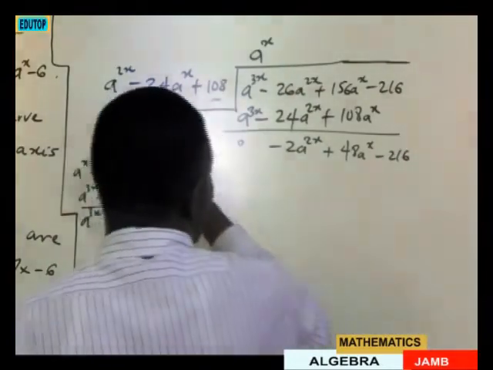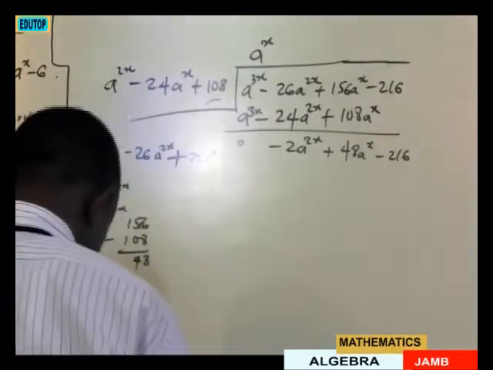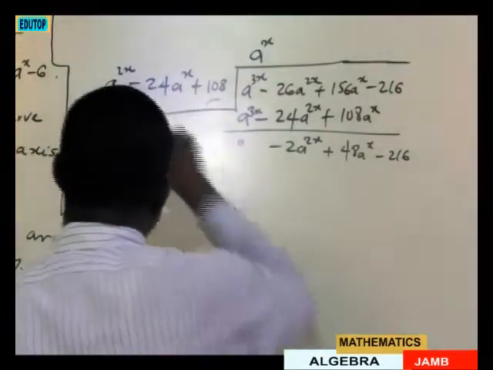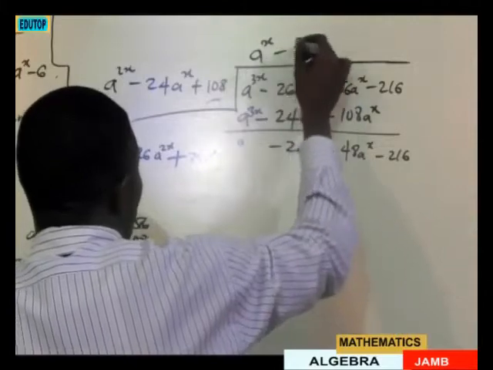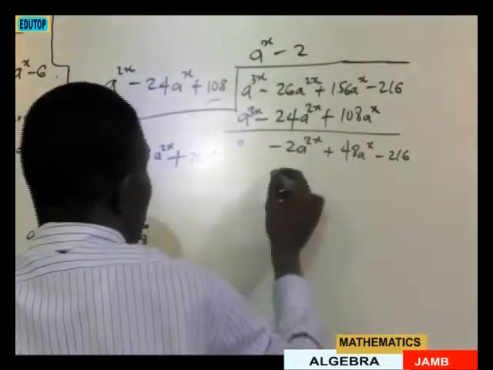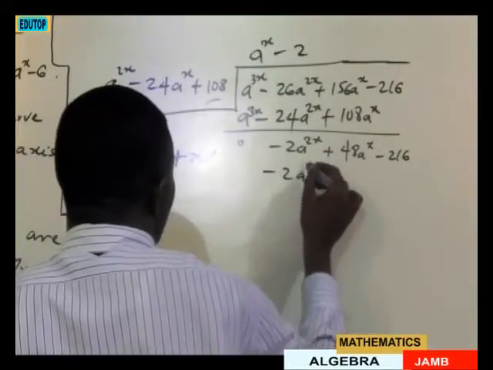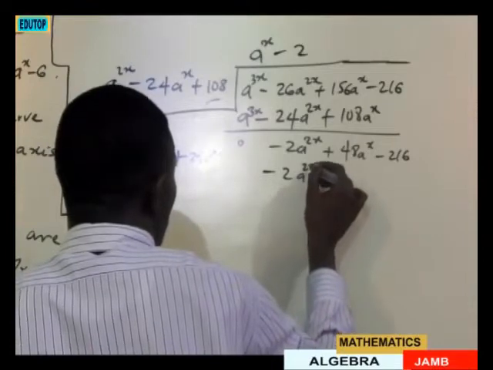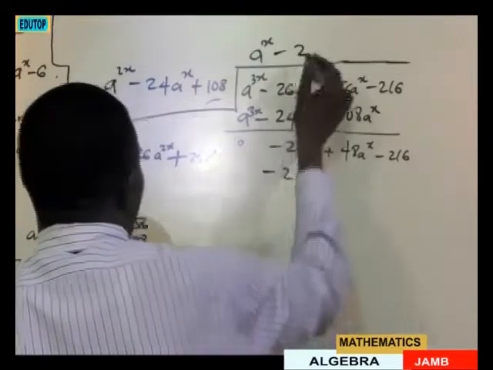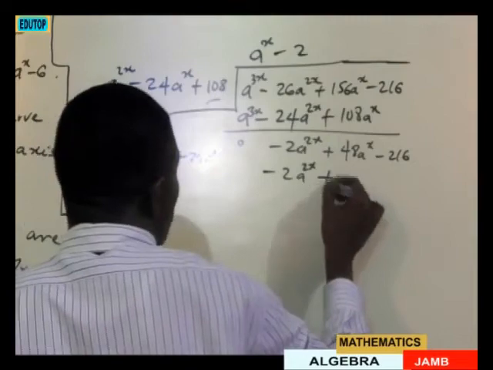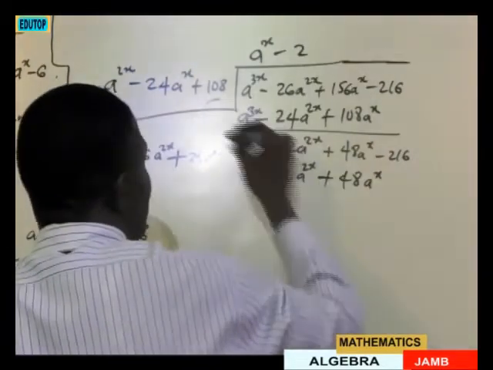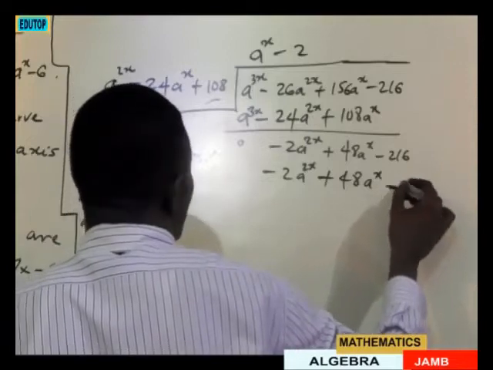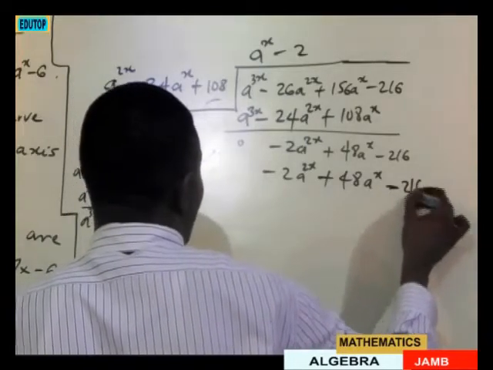Then this divided by this, that will be minus 2. Minus 2 times this, that will be minus 2a raised to power 2x. Minus 2 times this, that will be plus 48 a raised to power x. This times this, minus 216.